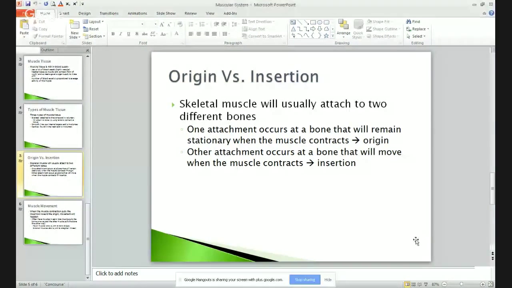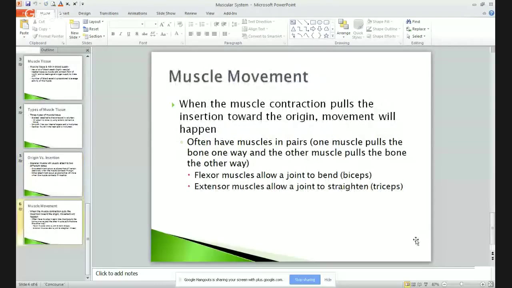Okay. Last one, talking about how your muscles move. When the muscle contracts, the insertion moves towards the origin, and then you get the movement occurring, which we just talked about.